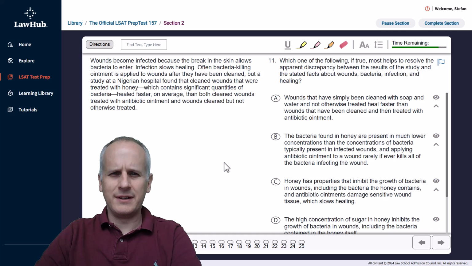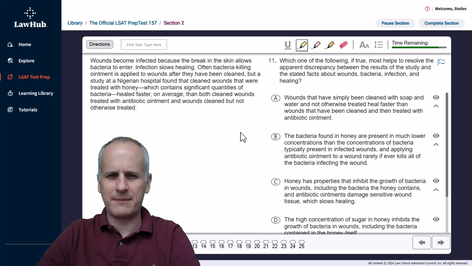Here we are at question 11 of the second section, the first logical reasoning section of LSAT PrepTest 157 over at lawhub.lsac.org. As always, if we haven't already, we're going to select a highlight tool and engage the question stem first to identify the task and mark it with that tool for clear reference.